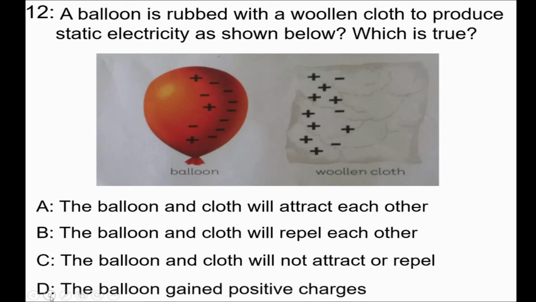And D says the balloon gains positive charge. So for the last time, a balloon is rubbed with a woollen cloth to produce static electricity as shown below. Which of these is true? The correct answer here is the balloon and the cloth will attract each other.